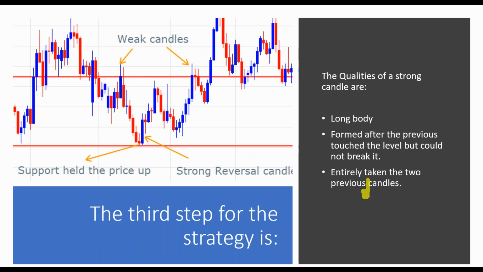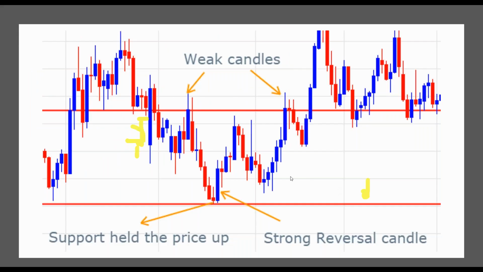The qualities of a strong candle are a long body, formed after the previous candle touched the level but could not break it. It's highly taken in the 2 previous candles. So what we had is this candle could not break the resistance zone, the support zone. The next candle bounced off, and we could call this an engulfing candle. It took out the 2 candles before. This is telling you, okay, let's buy. At that point, you would initiate a buy trade.